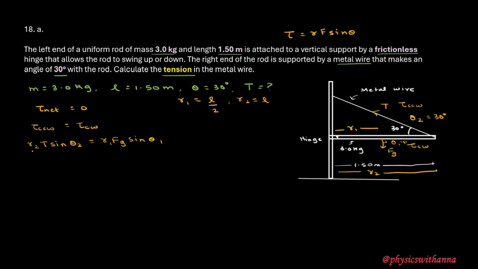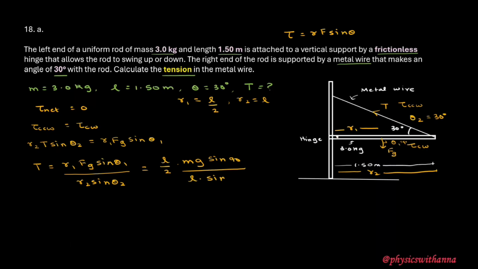I want to find the tension T, so let's divide by R2 and sine theta 2. I find T as R1 Fg sine theta 1 over R2 sine theta 2. Now R1 is nothing but L by 2, so I write this as L by 2. Fg can be written as m times g. Sine theta 1 is sine 90, over R2, which is the length L of the rod, into sine theta 2. Now we can substitute the values. If you want, you can cancel off the L over here or just substitute the numbers and solve for T.